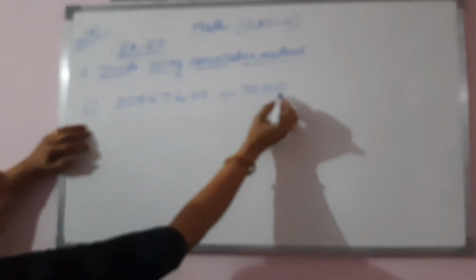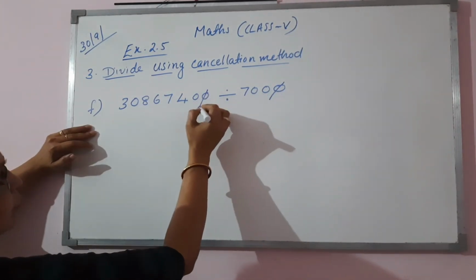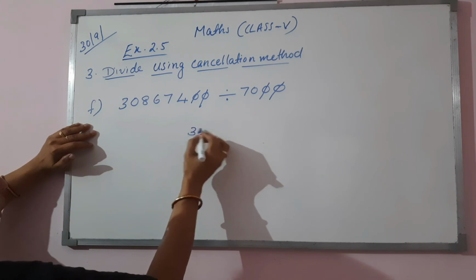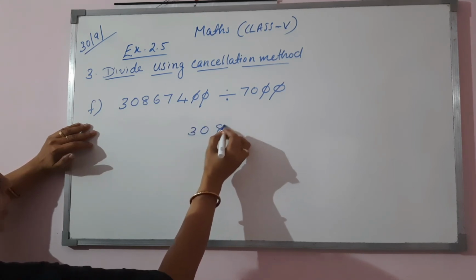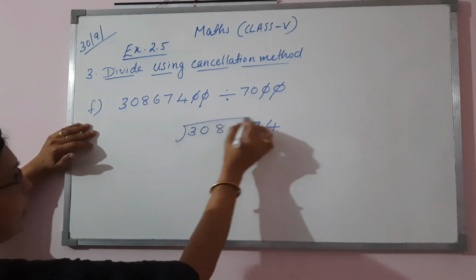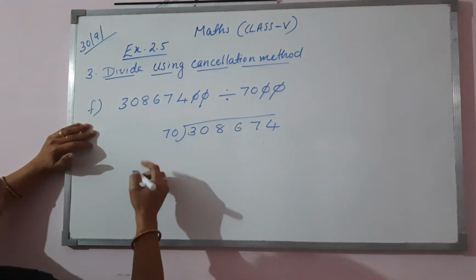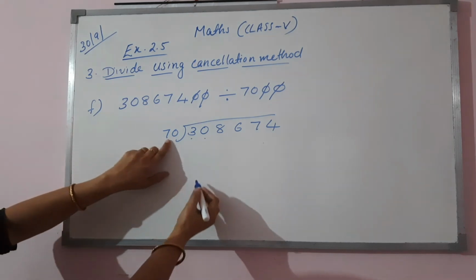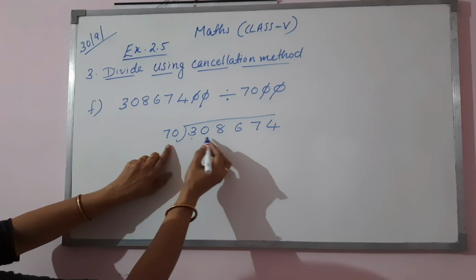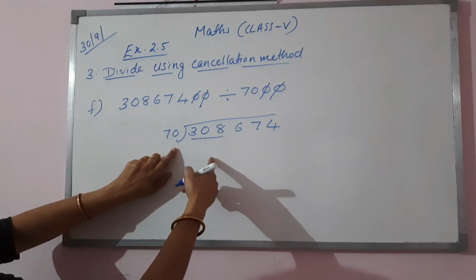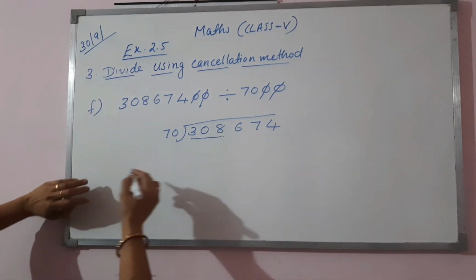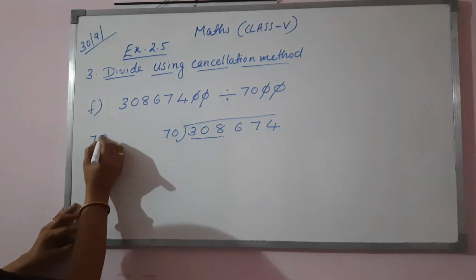Here first we have to cancel the 0. Here one more 0 is there, we can cancel. Now we can write the number 308674 divided by 70. First 2 digits, because here the divisor is 2 digits, if you take these 2 digits it is less than 70. So we have to take all the 3 digits. So 70, how many times in 308? So 70 table you have to write.